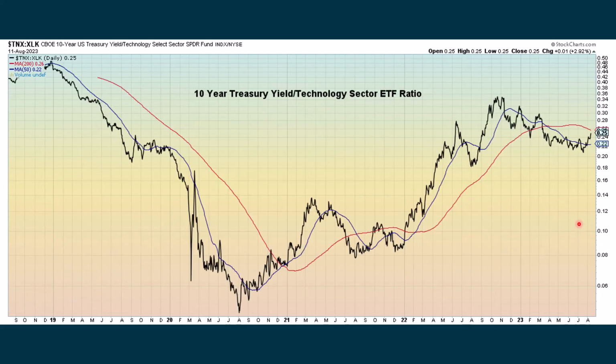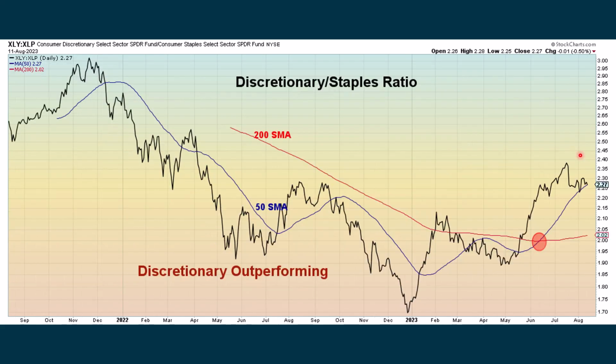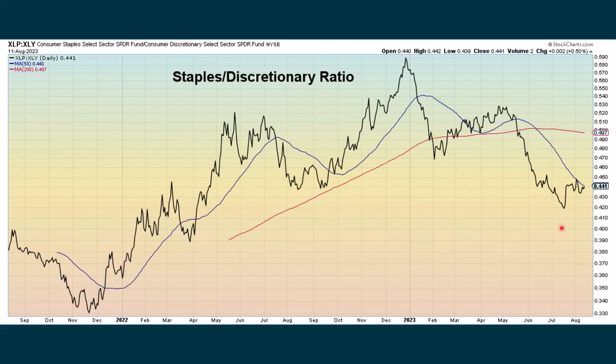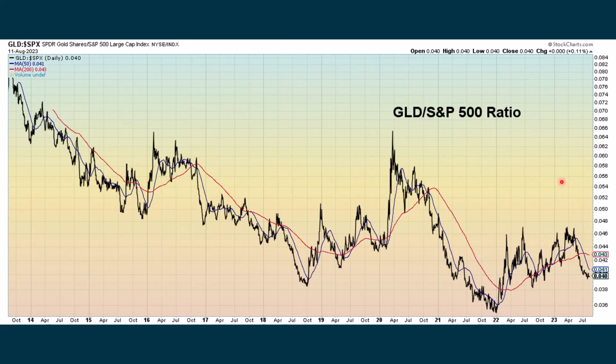Then we look at an inverse of that same chart, where the 10-year yield has been underperforming the rise in the tech sector. In some ways, discretionary is more growth-oriented, where you buy low and sell high. In 2022, staples outperformed. In 2023, discretionary is outperforming, and we're seeing that even though discretionary has had some weakness in this ratio, it's still in an uptrend. Then we look at an inverse of that, showing how the staples have been underperforming discretionary.